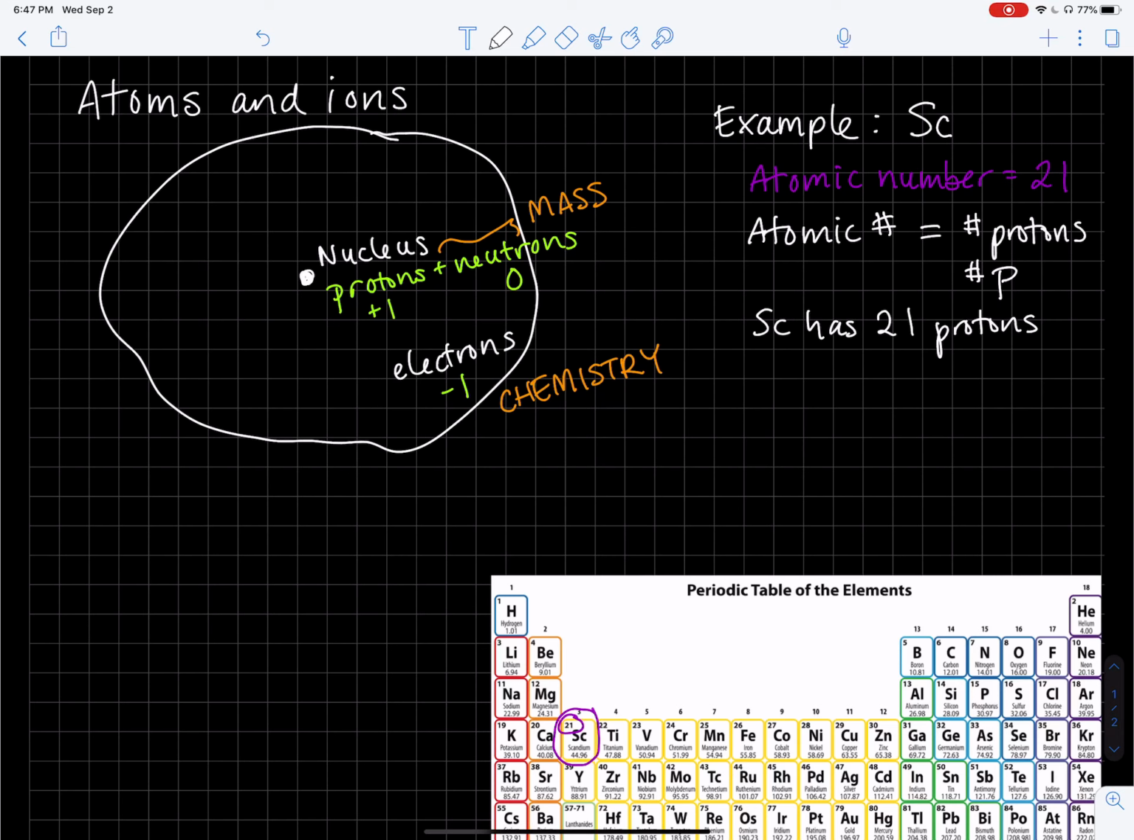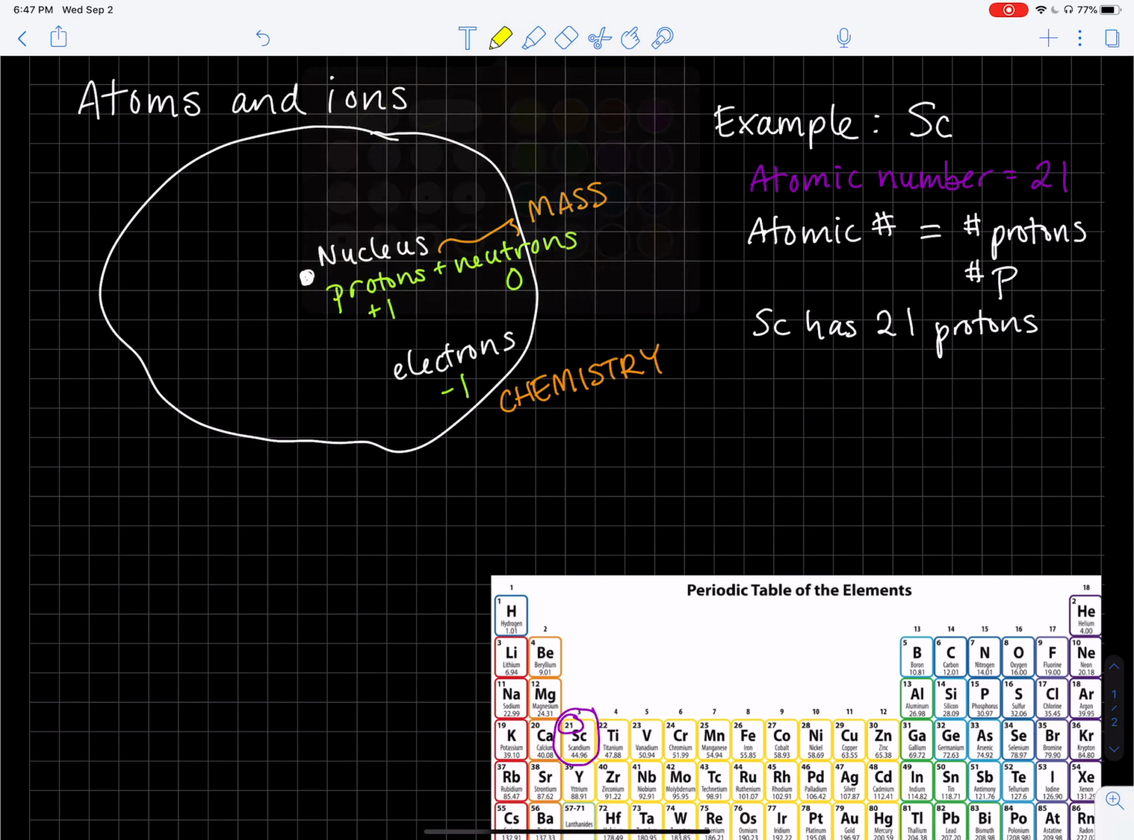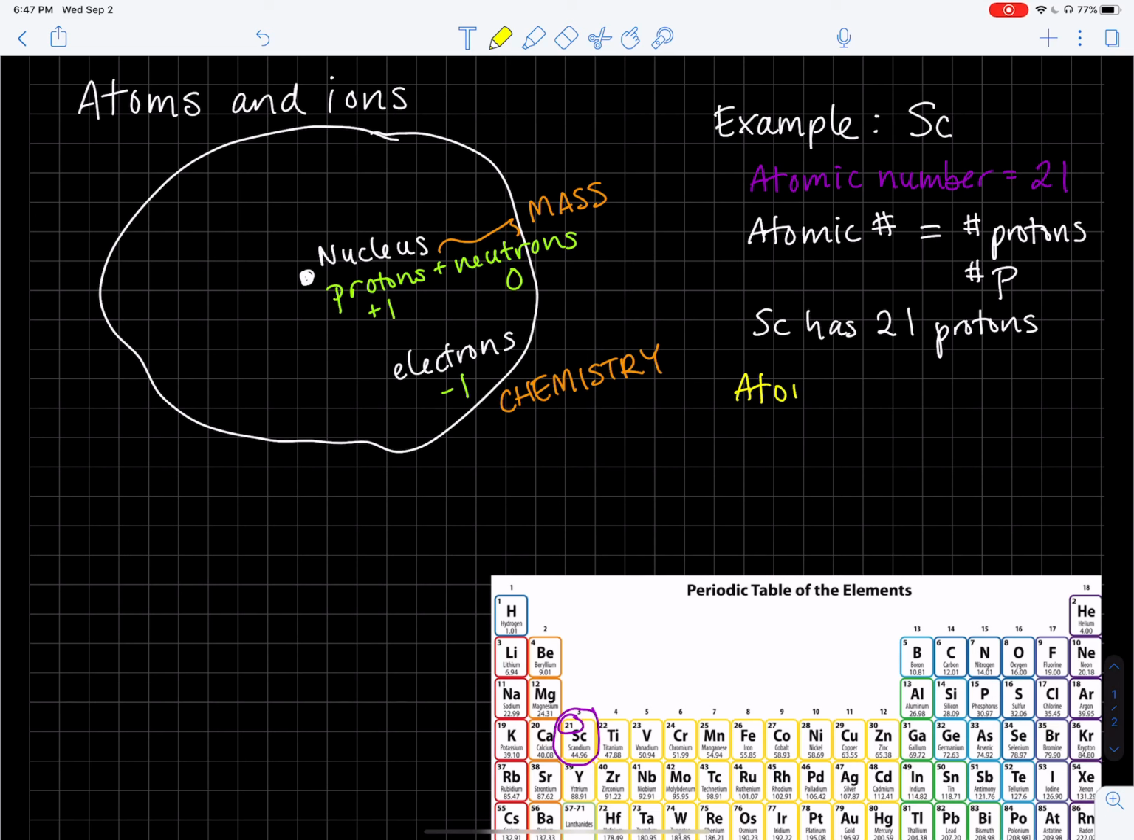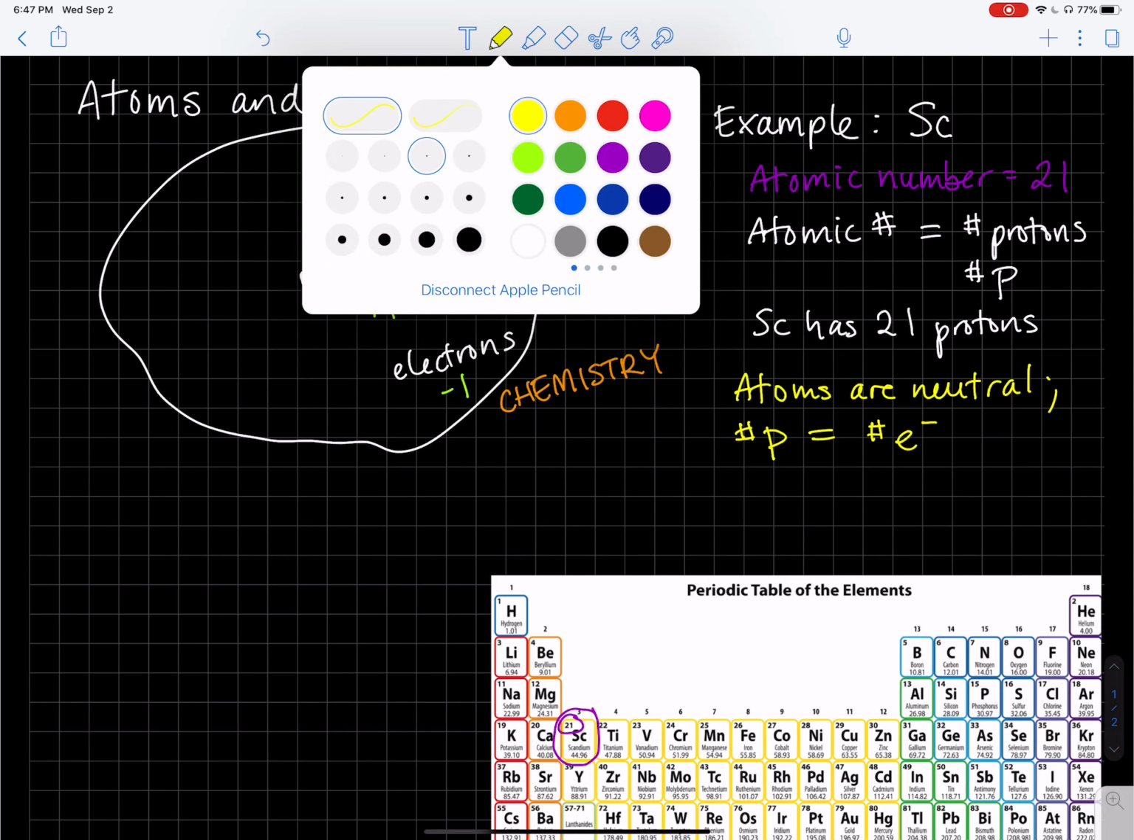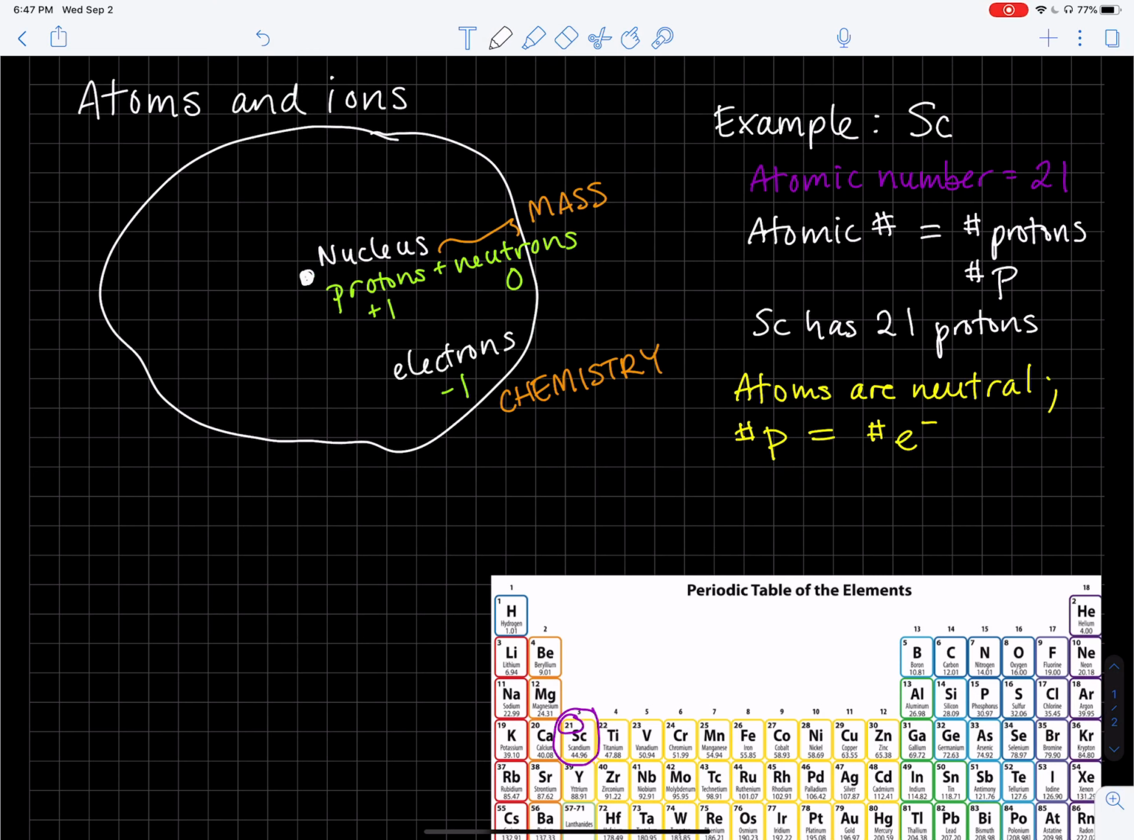To figure out how many electrons it has, we'll use the fact that atoms are neutral. And so that means that the number of protons is equal to the number of electrons. Electrons we abbreviate as an E with a minus sign. Why do we put the minus sign on? I think so we know it's not E the constant. Okay, so scandium has 21 protons, so therefore scandium also has 21 electrons.